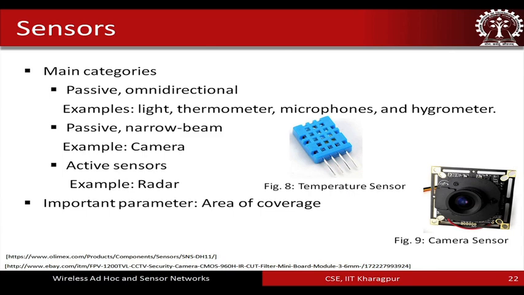Whatever the type of sensor, it is important to design sensors which can give as much sensing range as possible. Typically, the sensing range is quite low, only a few meters and so on. But what is important is to design the sensors and deploy them in such a way that the area that is going to be monitored is covered properly.